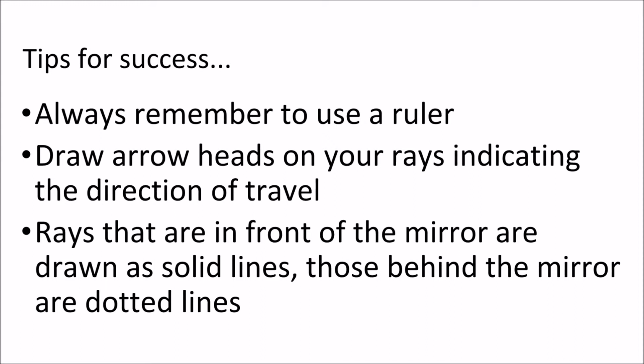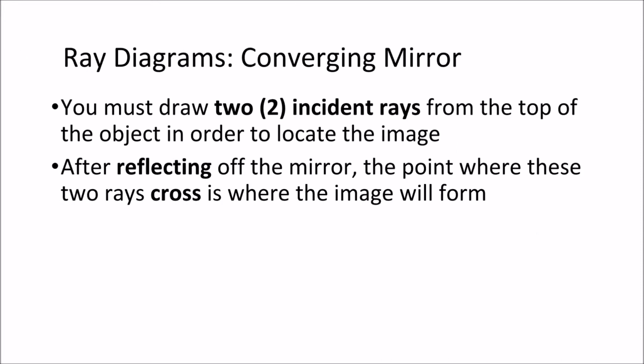Something that's going to be a little bit different this time is that when we draw the ray diagram in a converging mirror, we're not really going to worry about where the observer would be. The reason is that the image is going to be the same image no matter where the viewer is located. So when we're drawing our ray diagrams for converging mirrors, we must draw two incident rays starting from the top of the object in order to locate where the image is. After reflecting off the mirror, the point where these two rays cross is where the image will form.